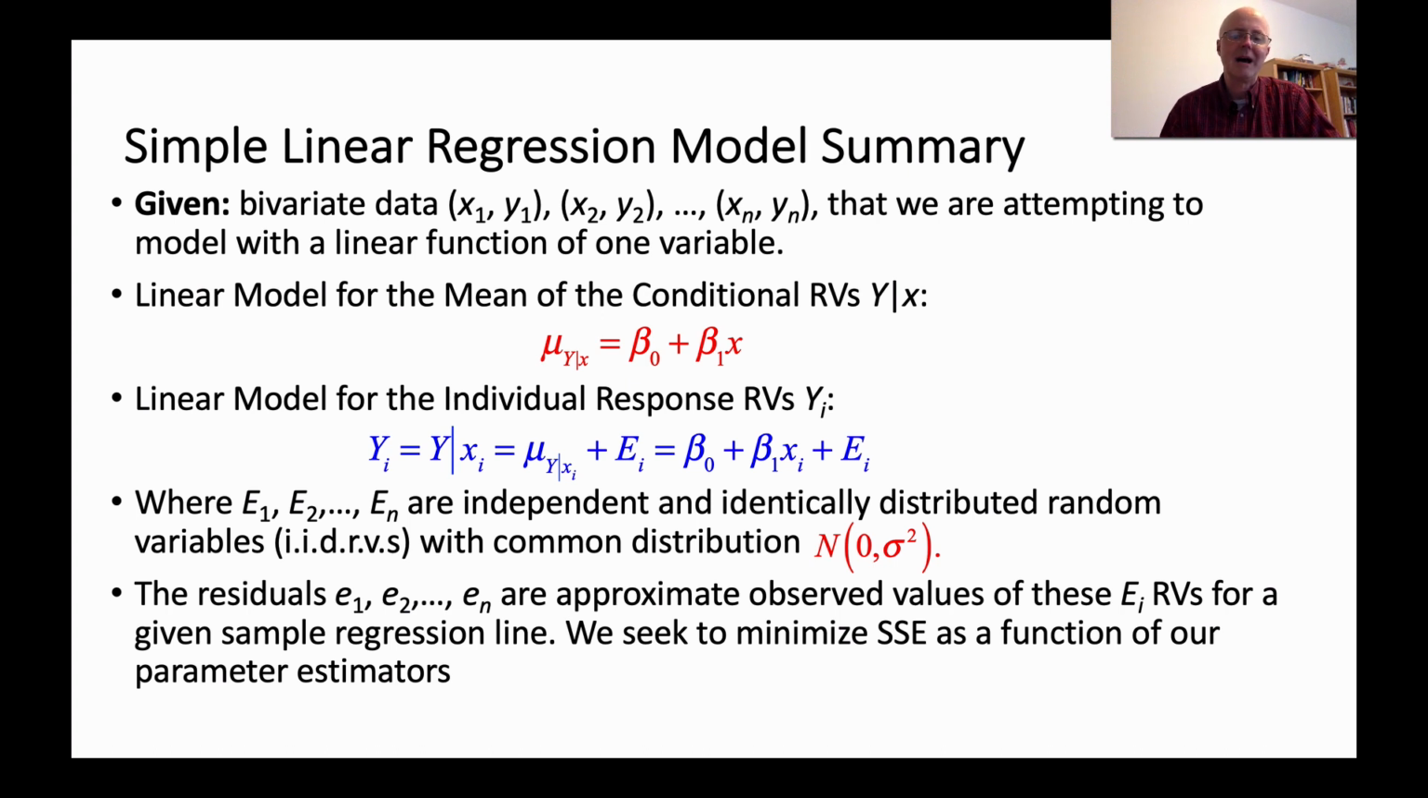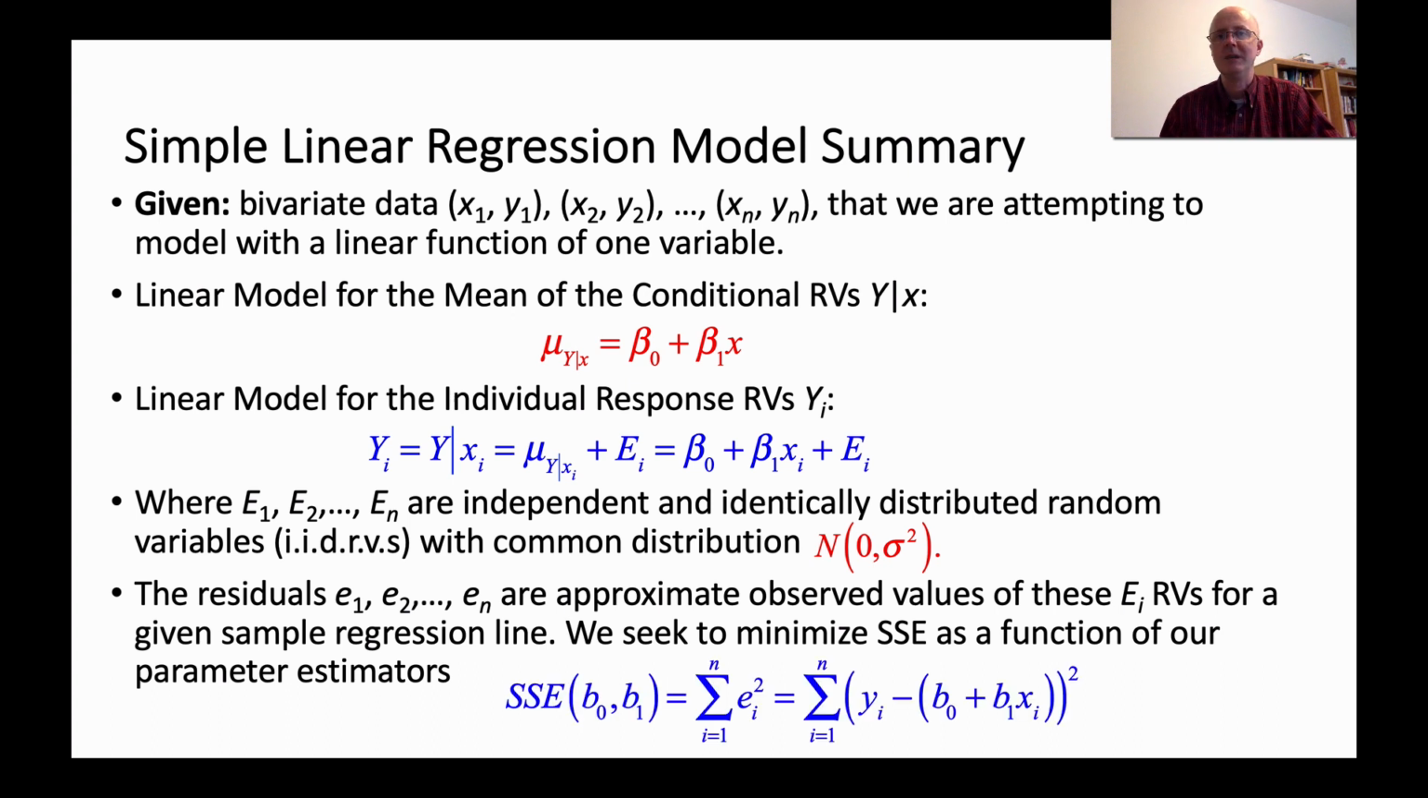We seek to minimize something called SSE, the sum of the squares of the errors, errors being synonymous with residuals, as a function of our parameter estimators, which we call b0 and b1. So we think of b0 and b1 as being statistics that estimate beta 0 and beta 1. Actually, in abstract, we saw that we use capital B0 and capital B1, and we think of those as random variables.